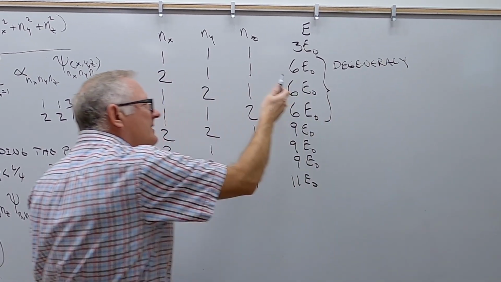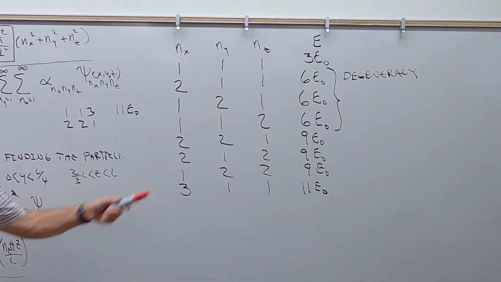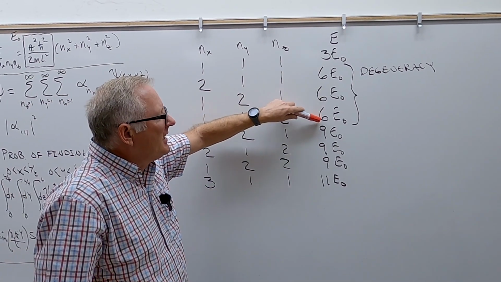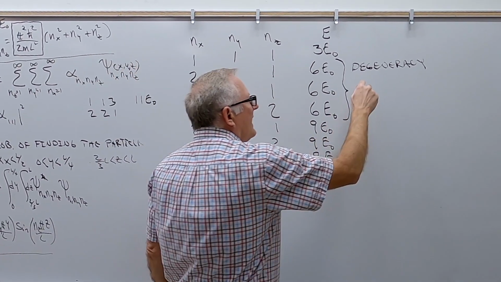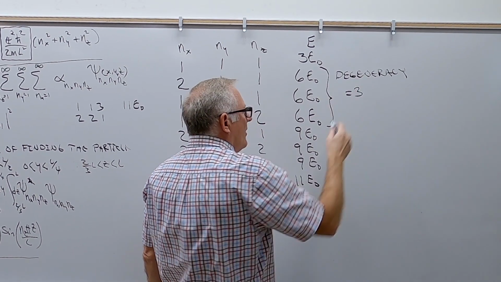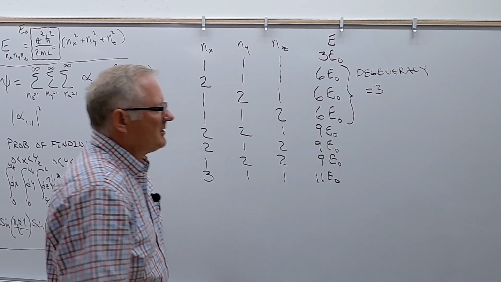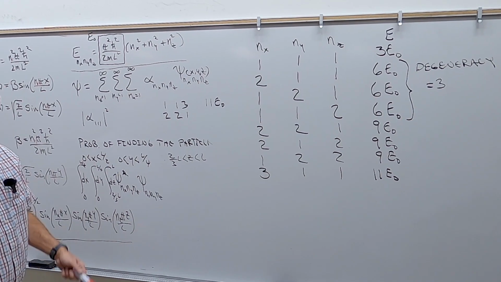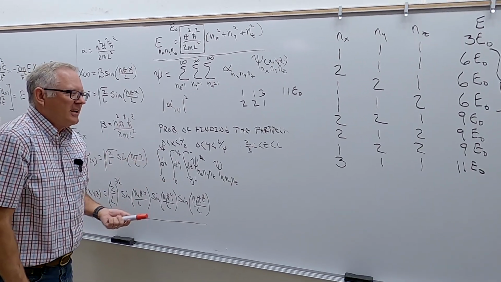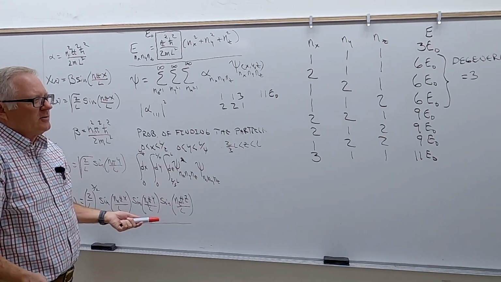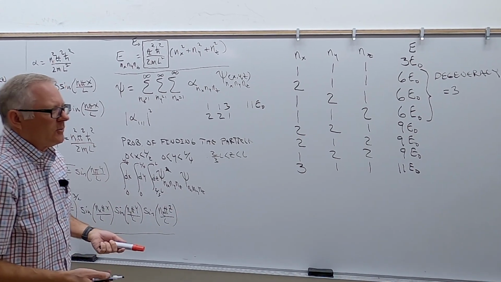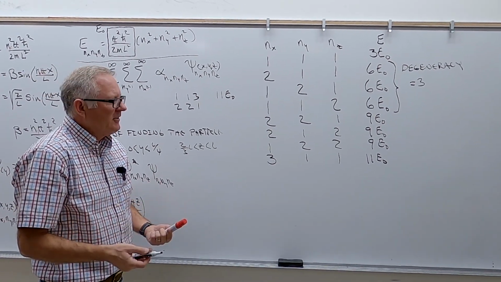So we say the degeneracy of this state, this energy, is 3. We would say the degeneracy of this one is 3. We never had degeneracy in one-dimensional wells, but in three-dimensional wells, we can now start to get degeneracy.